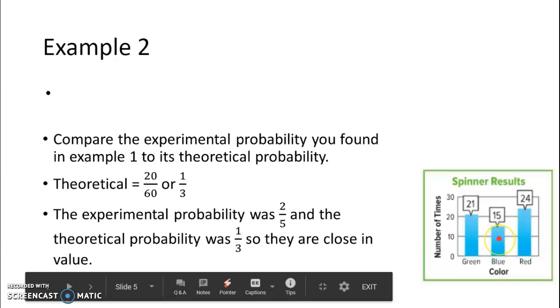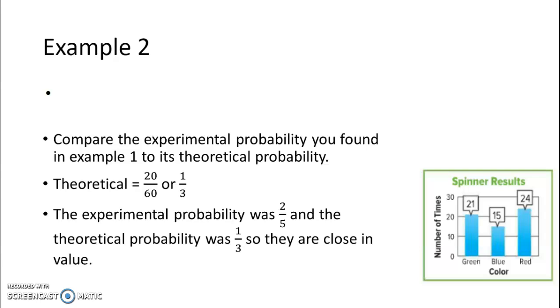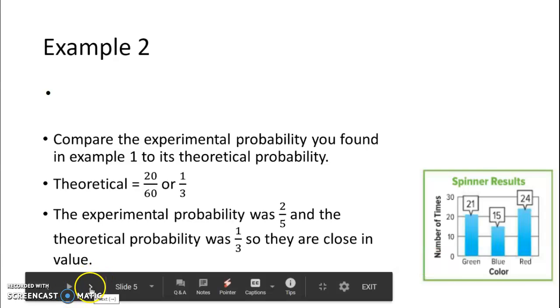And then blue was a little bit low, right? That should be 20 out of 60 as well, but it occurred 15 times, so it occurred less. So that's really what we're doing in this lesson, comparing theoretical and experimental probability to each other.